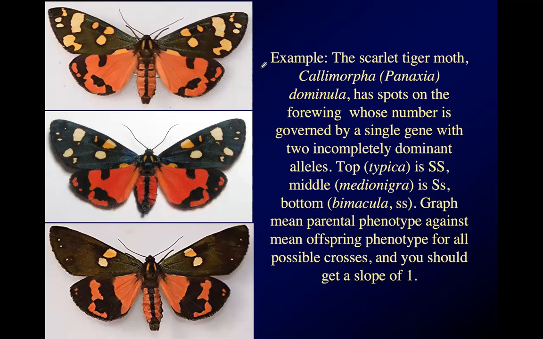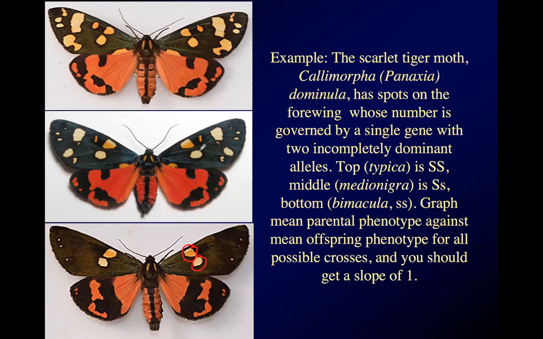Here is the scarlet tiger moth. It used to be called Panaxia, it's now in genus Callimorpha. And it turns out that Panaxia has spots on the forewing, and their number is governed by a single gene with 2 incompletely dominant alleles. Down here on the bottom, this one is homozygous recessive, and you can see this one only has 2 white spots on each forewing.